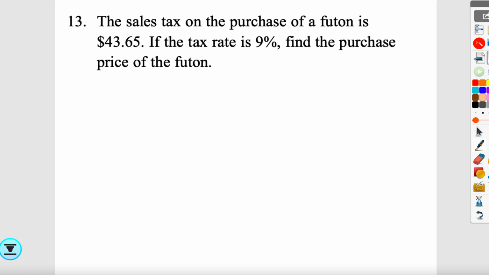The sales tax on the purchase of a futon is $43.65. If the sales tax rate is 9%, find the purchase price of the futon. So we need some old school formulas, right? We're going to have to use the sales tax formula, which is sales tax is equal to sales tax rate as a decimal, and then times, I believe, the purchase price.